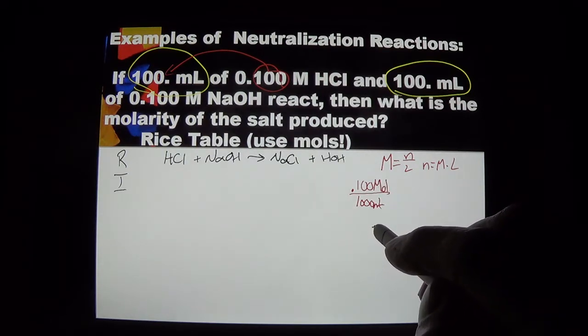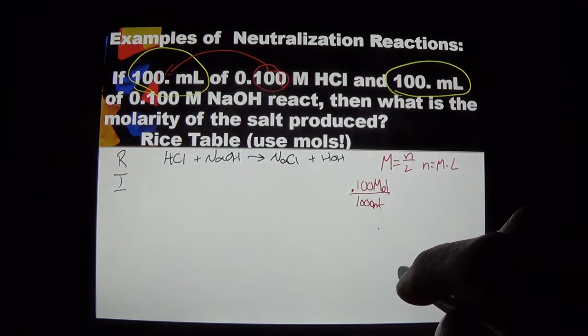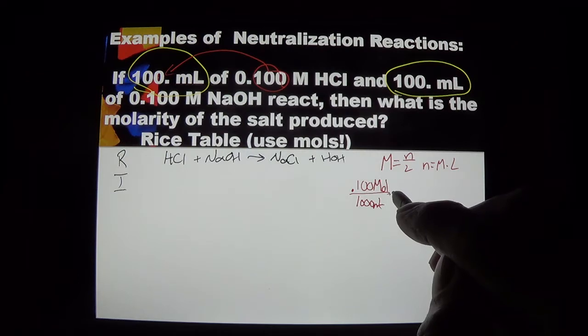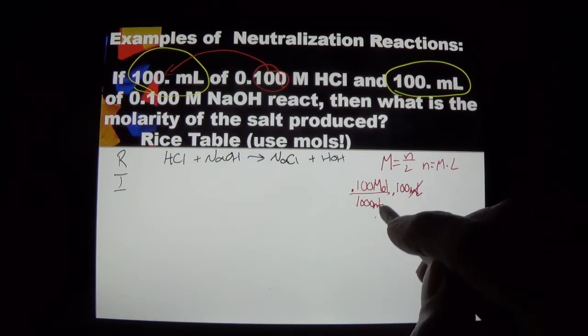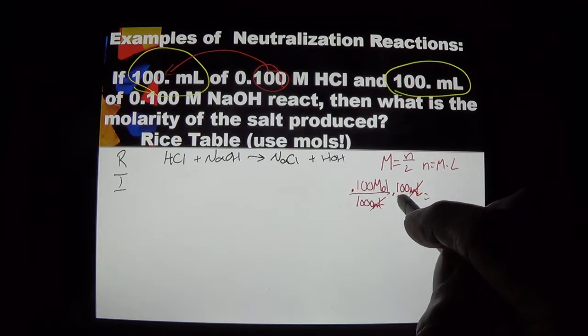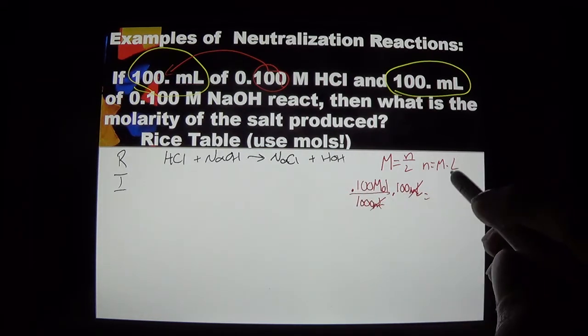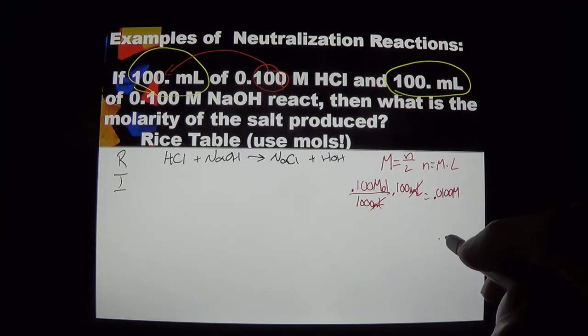That's why I like doing it that way, because I can quickly take what they've given me and write it as moles per liter. Now I'm going to multiply by the volume in milliliters, and my milliliters cancel. And so it's 0.10 times 100 divided by 1,000. That's actually going to move the decimal. That's 0.0100 moles.